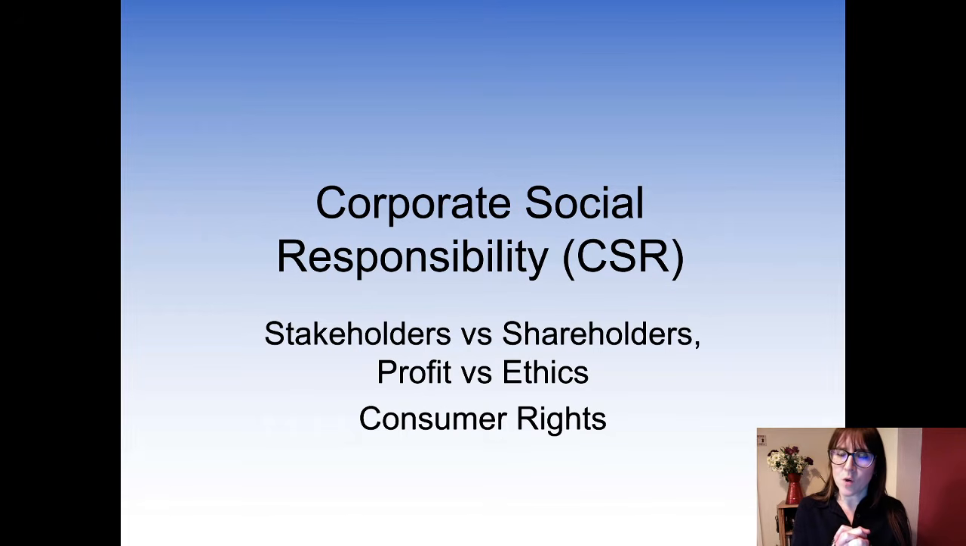So let's just break down the word first of all. Corporate obviously means group. You already know this from corporate religious experiences. So corporate means group. Social responsibility, your responsibility to society. So as a group or a company, it's your responsibility to society that you have. And what falls under this bracket are stakeholders and shareholders, profit versus ethics, and consumer rights.